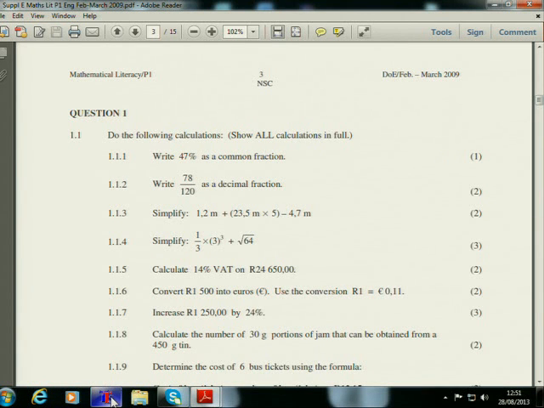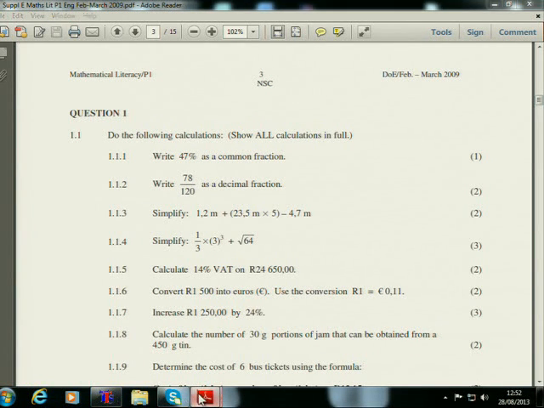1.1.7. In 1.1.7, we must increase. Now, you know when we increase, we add. So we are going to do some adding here. We must increase 1,250 by 24%.